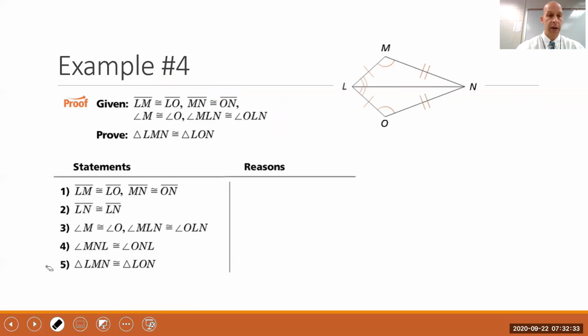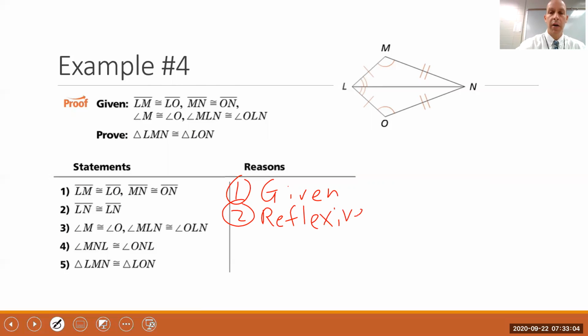All right, I'm going to erase all of this. Okay, so step 1 says that LM is congruent to LO. What's usually step 1 in any proof? Well, it's given. So we know that those segments are congruent. Now, step 2. Why is segment LN congruent to segment LN? Oh yeah, that's the reflexive property. So now I'm going back and hitting some of those properties that we talked about back in chapter 3. The reflexive property says that something is equal to itself.